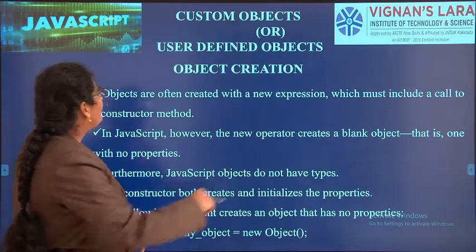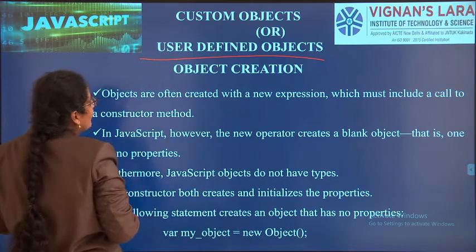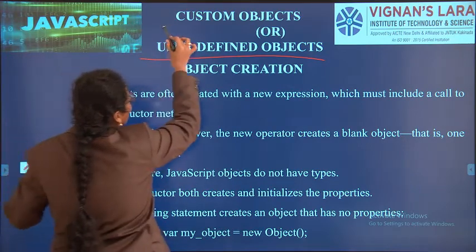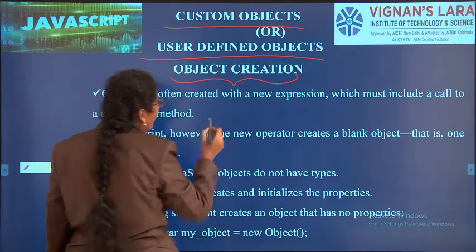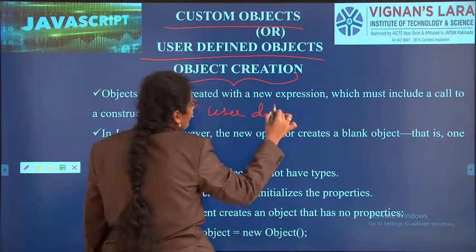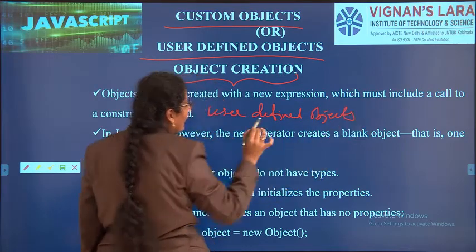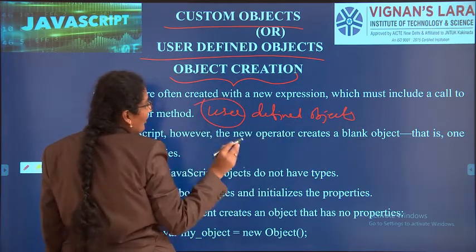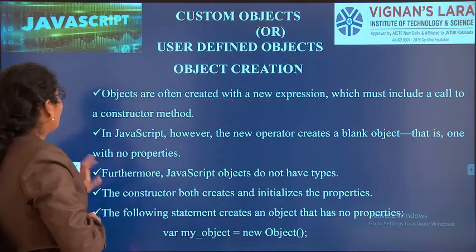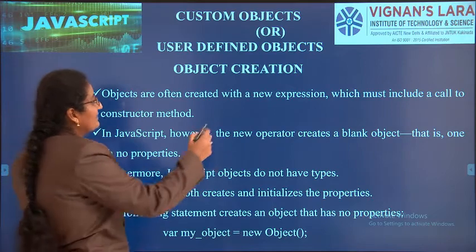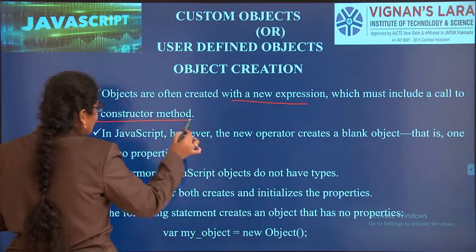So see here, now we are going to see user defined objects. These user defined objects are also called custom objects. We can also call it object creation. In the name itself we have who is using the object, they are going to define that object. So see here, objects are often created with new expressions, which must also include a call to a constructor method.